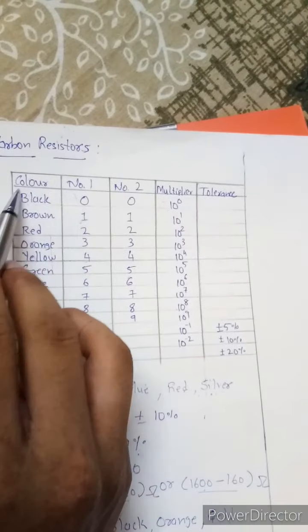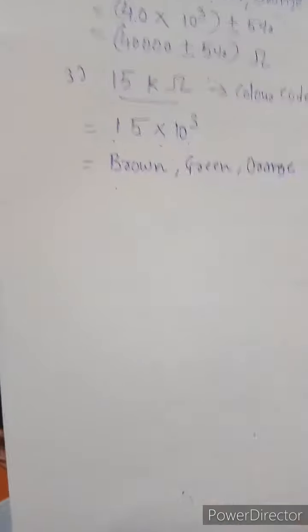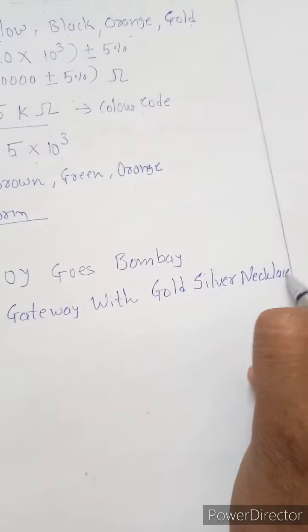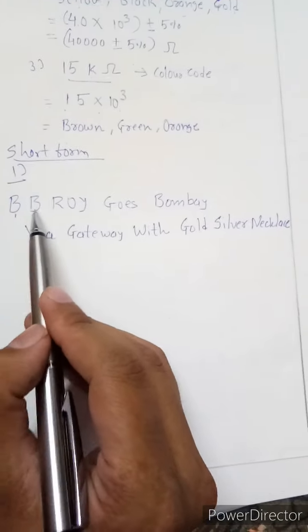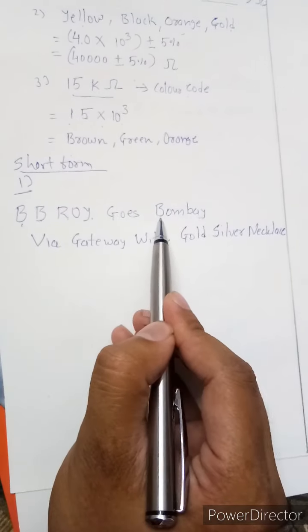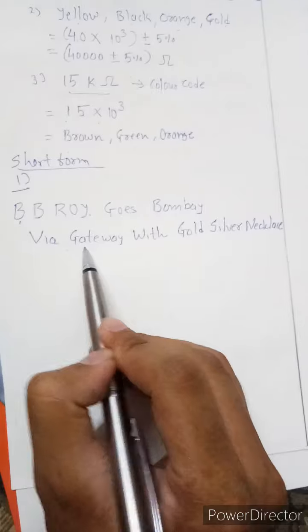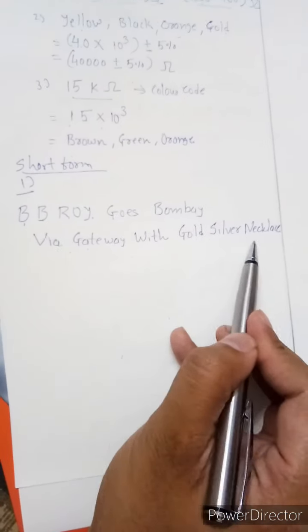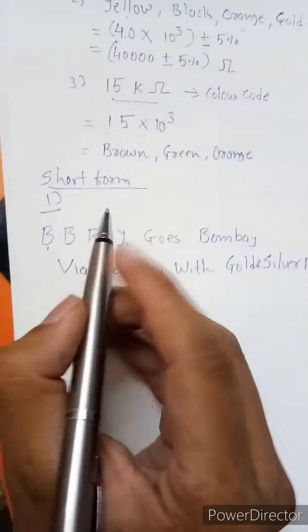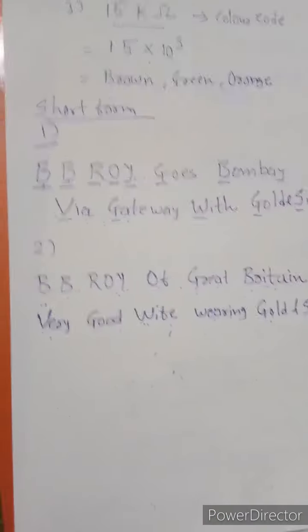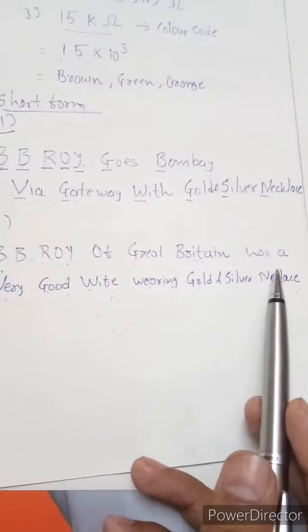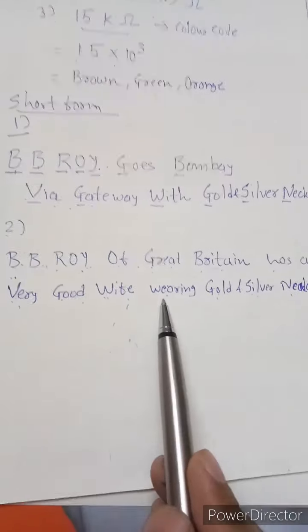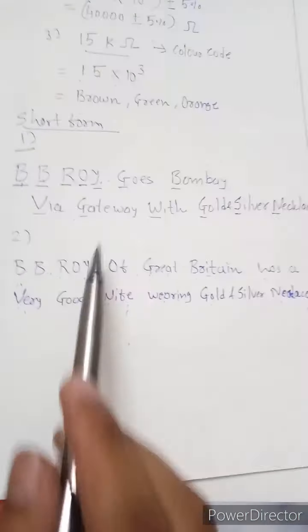But how can you remember this? For this I am giving 2 short forms. The first short form you have to remember: B.B. Roy goes Bombay via Gateway with gold and silver necklace. Second is: B.B. Roy of Great Britain has a very good wife wearing gold and silver necklace.